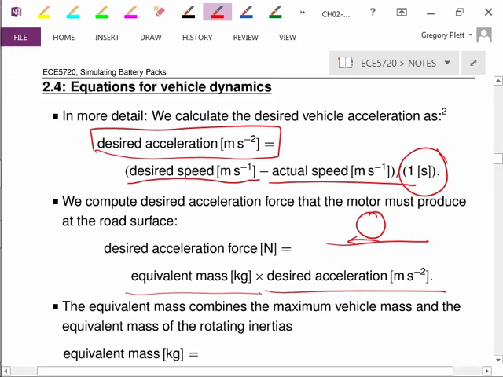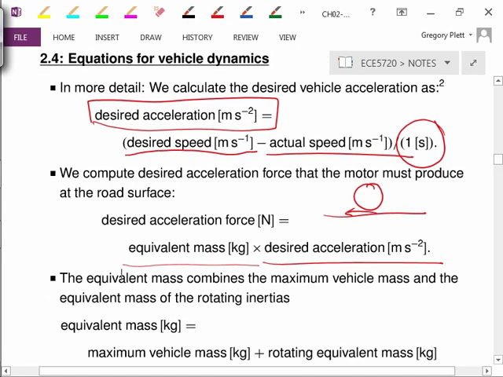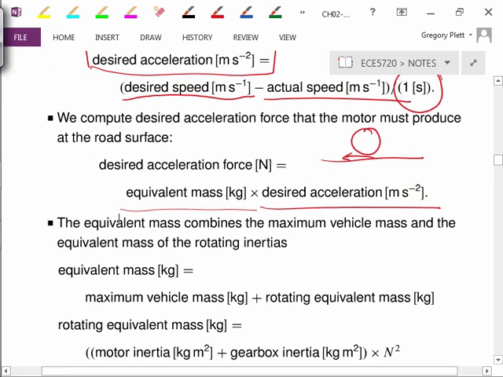Now in this case, the vehicle is not just a translational motion or rotational motion, it actually combines both of them. And so the people who model vehicle dynamics have described this equivalent mass to combine the actual just resting mass of the vehicle with the rotational mass of everything that's rotating around to get the acceleration force that's required. So this equivalent mass includes the vehicle mass itself plus the rotating equivalent mass.